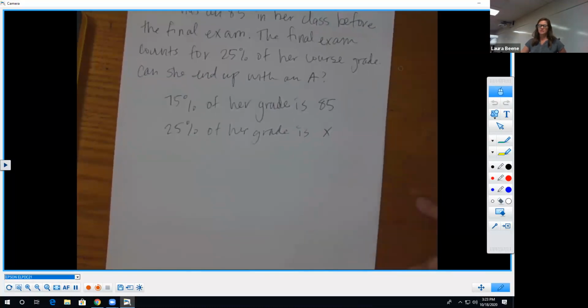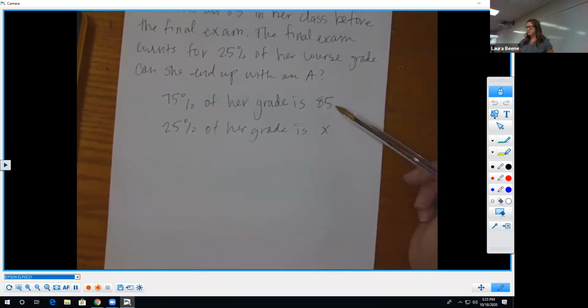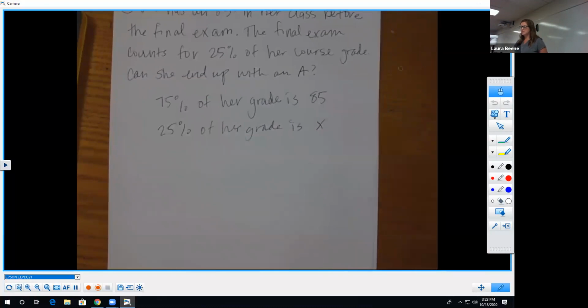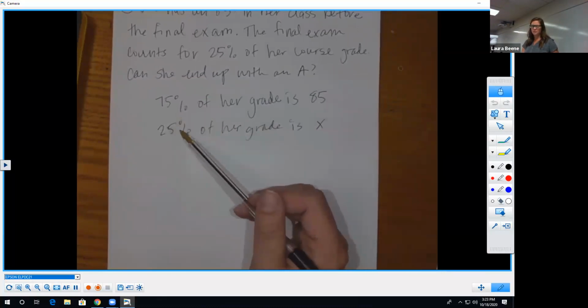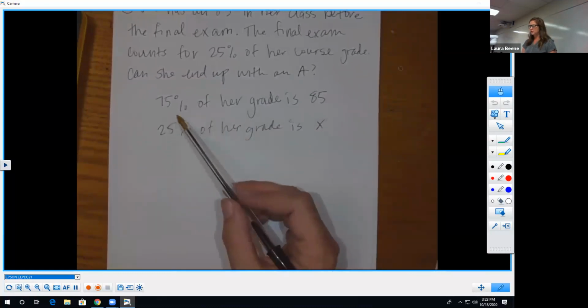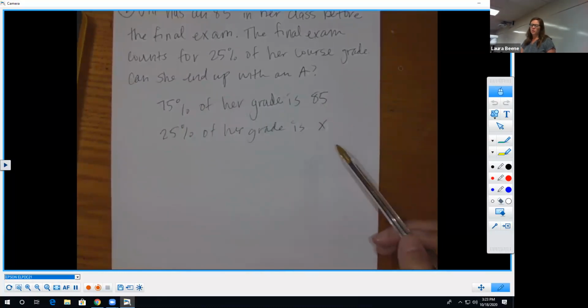I hope that this makes sense so far. 25% of her grade, we don't know because it's the final exam. 75% of her grade is already an 85. One way you could think about it is, with this 25% and 75%, we don't actually know how many grades there were. We don't know if there are 10 grades that averaged up to be 85 and one grade is the final exam.